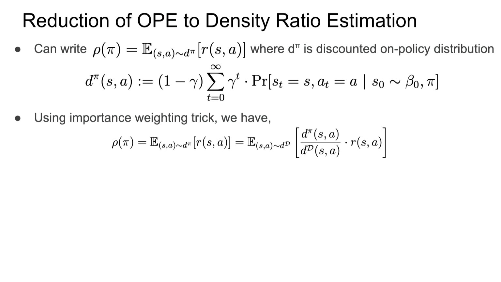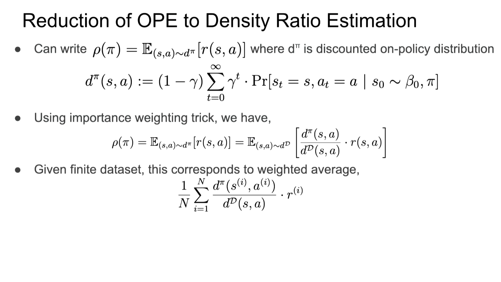We can use the importance weighting trick to write this expectation over the on-policy distribution as an expectation over this arbitrary offline data set. All we need to do is introduce a density ratio into the inner part of the expectation. In terms of your finite data set, if you have a bunch of state actions and rewards, this corresponds to taking an average of the rewards I've seen in my data set, but weighting them by this density ratio. That's the finite analog of the expectation, which should, in the limit of infinite data, give us the value of pi.